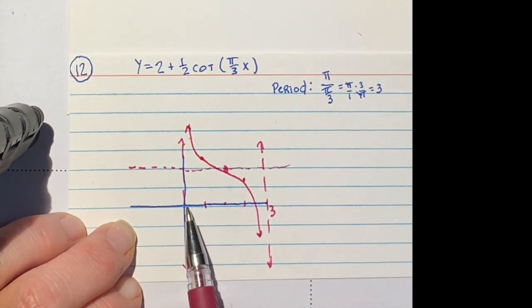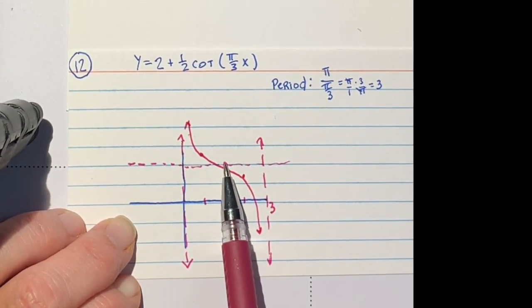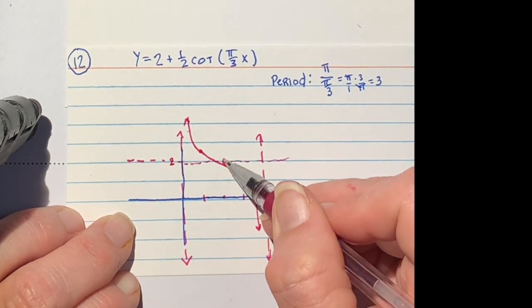Okay, so it's going to be between 0 and 3. Right in the middle is going to be the x-intercept, of course, it's been shifted up 2. So it will actually be at 2, 2.